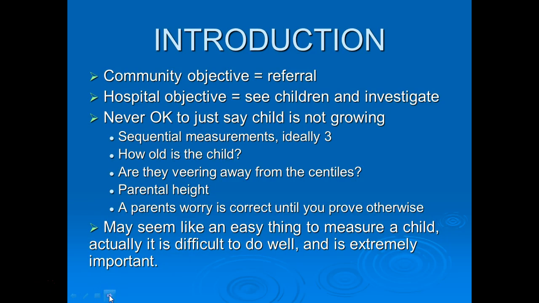So a community objective of measuring is very much to refer patients and knowing when to refer into primary care for further investigation, with the hospital objective being to see the children and to investigate concerns surrounding their growth. And it's never okay to just say a child isn't growing. We could do with some sequential measurements, ideally 3 minimum. Need to look and think about how old the child is. Are they veering away from their centiles, either upwards or downwards? And what's the parental height?